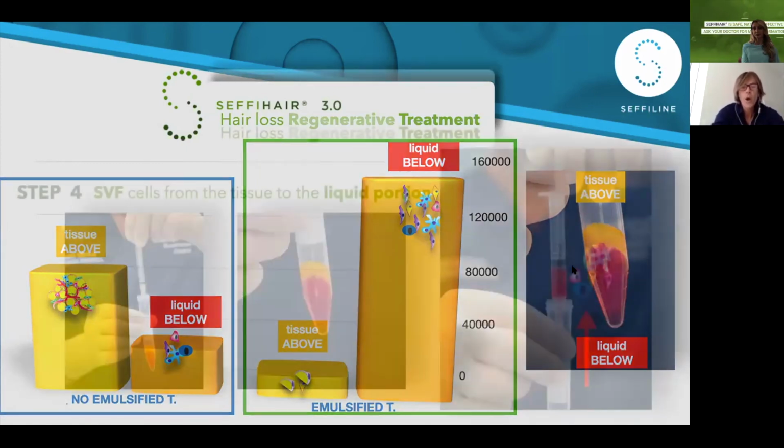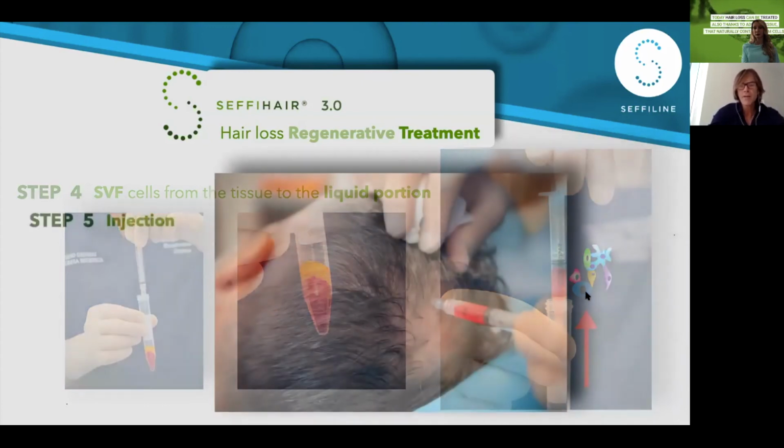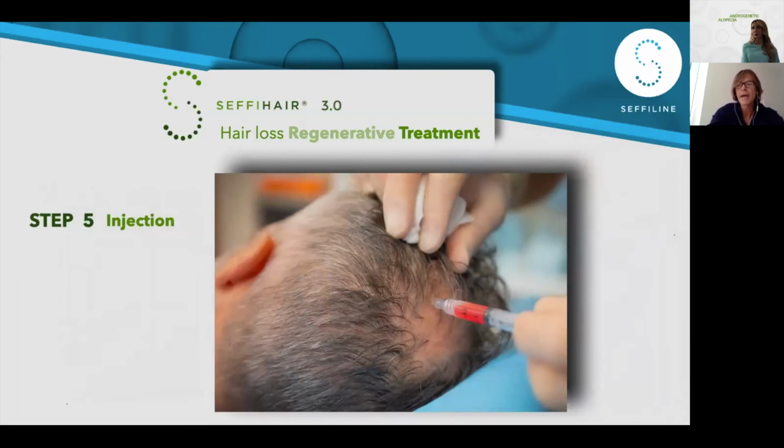So when you extract the tube from the centrifuge, you can use the long needle that is inside the SEFFILLER kit, and you are going to harvest only the liquid portion inside the tube. And so you fill up the syringe with the liquid tissue rich in stromal vascular fraction cells. After that, with a micro needle, 4 millimeters in length and 27 gauge, you can inject the stromal vascular fraction into the scalp of the patient.